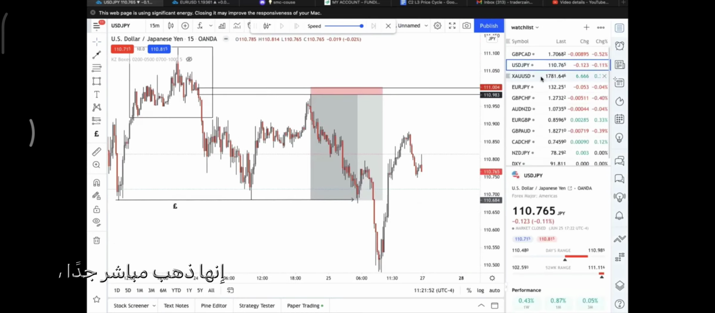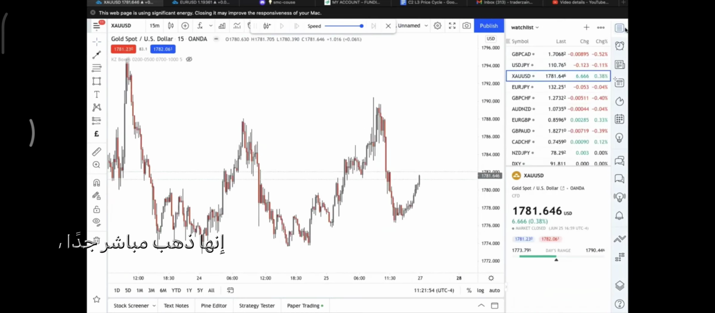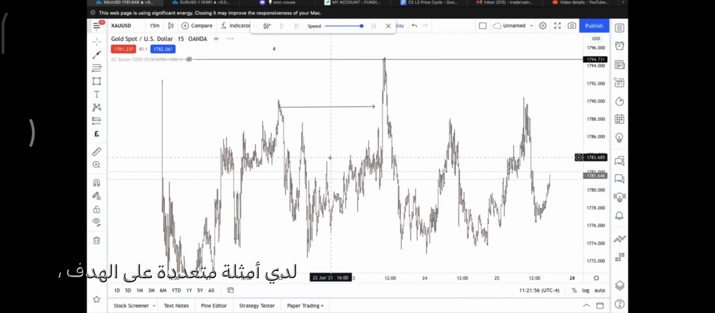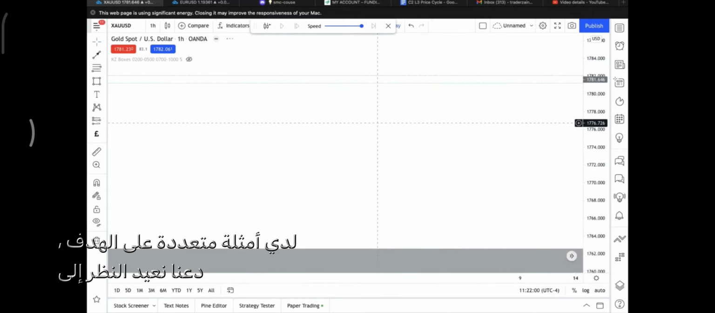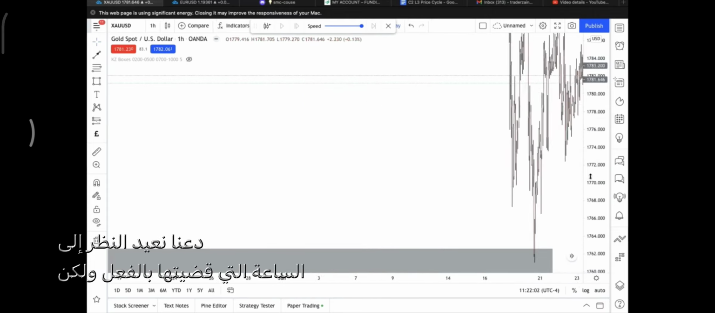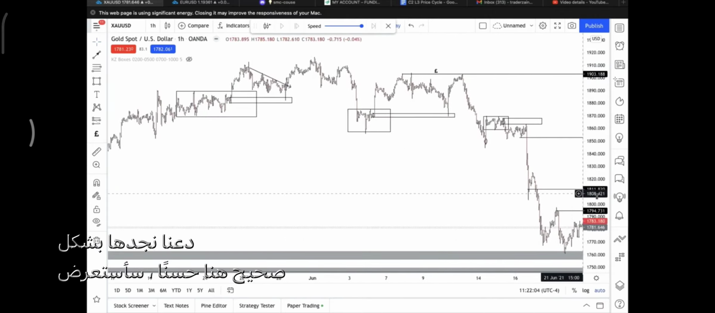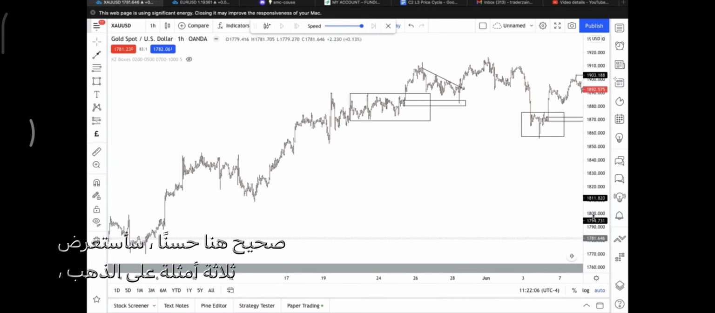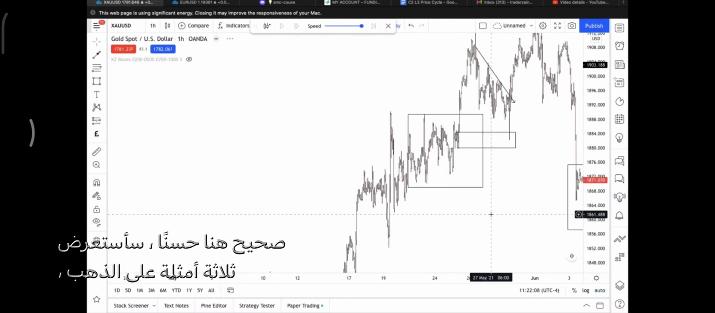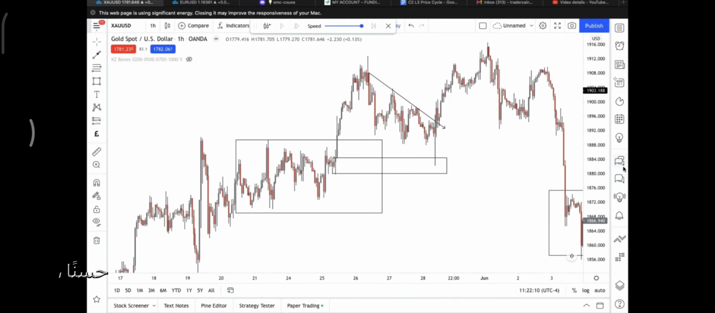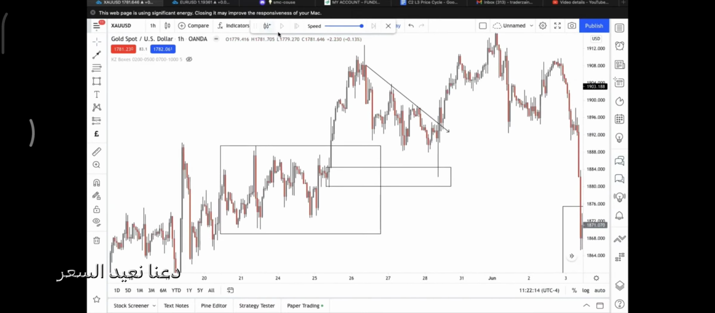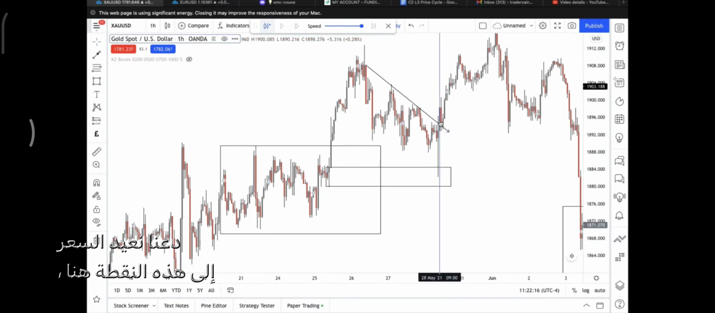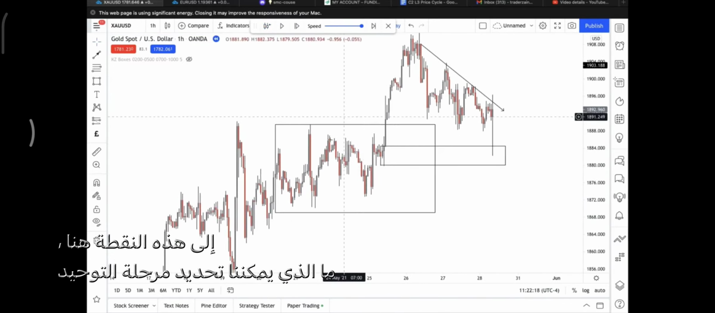It's very straightforward. Gold. I have multiple examples on gold. Let's play back to the 1 hour. I've already got them drawn out, but let's find them right here. Okay, I'm going to go through 3 examples on gold. Alright, sweet. Let's replay price to this point over here. What can we identify here?